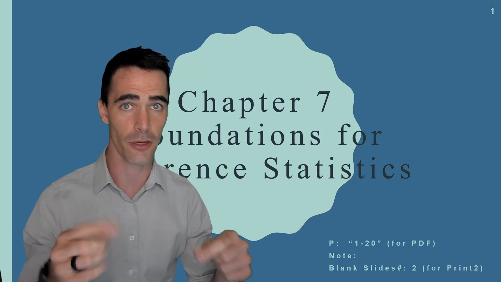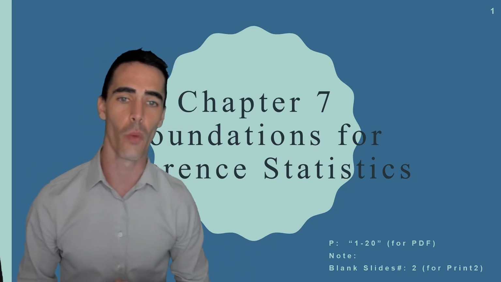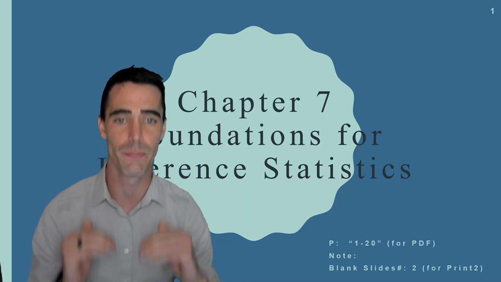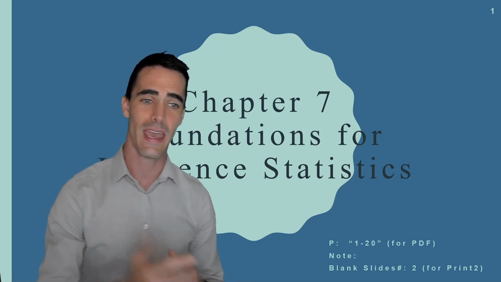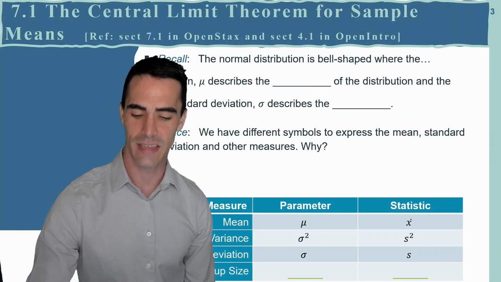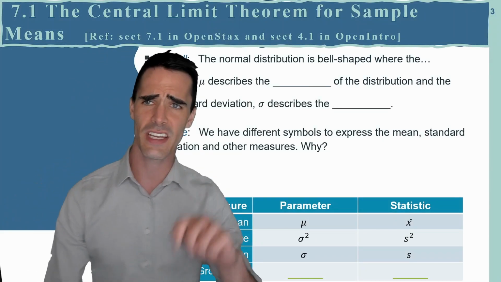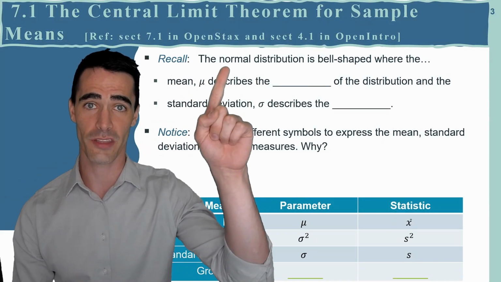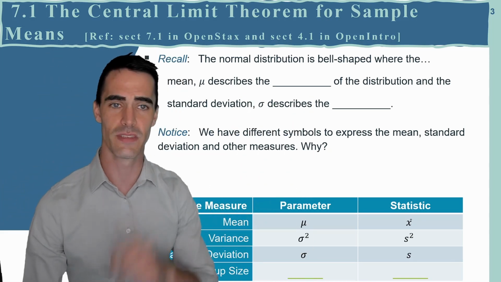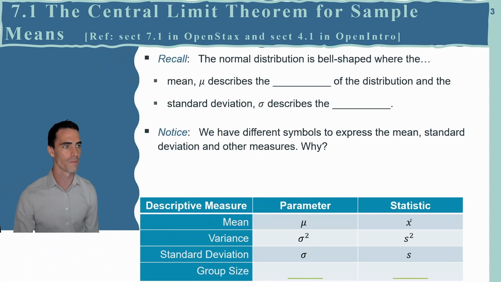And so in this chapter, and in this section, 7.1, we're going to talk about what foundation builds that up, what distribution can build out these things like confidence intervals and hypothesis testing. So without further ado, let's dive right in. This section specifically focuses on the central limit theorem and relates to our distribution for the sample means. We have some symbols to talk about as well.